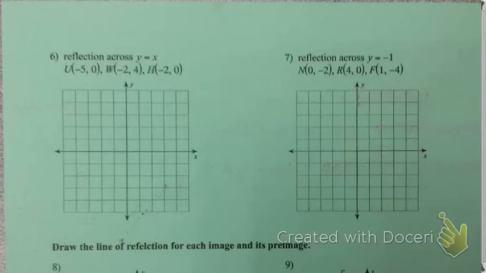Okay, so let's take a look at number 7. On number 7, remember it was asking you to reflect across the axis y equals -1. Let's go ahead and figure out where that line of reflection is. So y equals -1. That one is going to be down on the y-axis at -1. I'm going to put a point, so everyone put a point there.